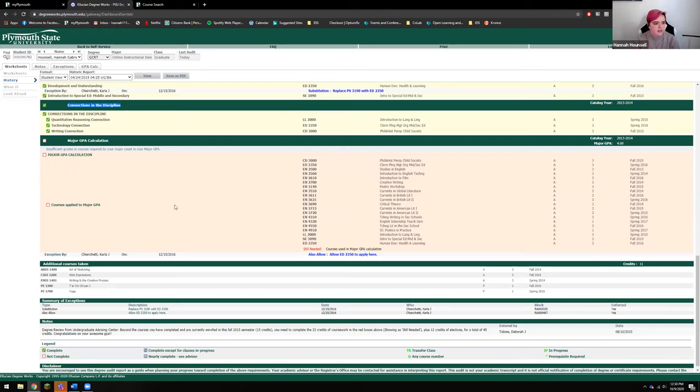This is one of those areas where there's a little bit of weirdness sometimes if you've had an exception that has to be manually put into your DegreeWorks. Sometimes it'll say you still need major courses, and sometimes it will list like six of them that students have already taken. This is more of a problem I've seen with interdisciplinary studies, but as you can see with my English degree, it was also an issue that caused me anxiety.